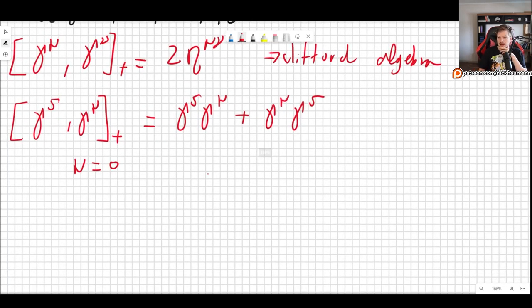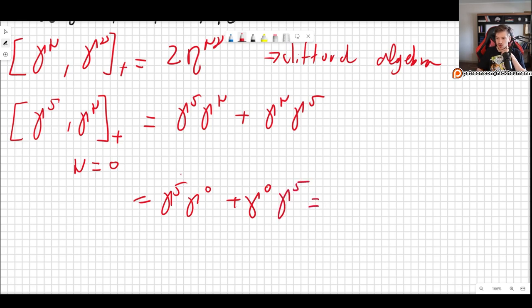Okay, so let's go for the case mu is equal to 0. Keep in mind, why do we separate this? Because this is an implicit sum, so we have each case working at the same time. So in the case mu is equal to 0, we have gamma 5, gamma 0. This is something you can always do, by the way. It won't always be the fastest, but it always works.